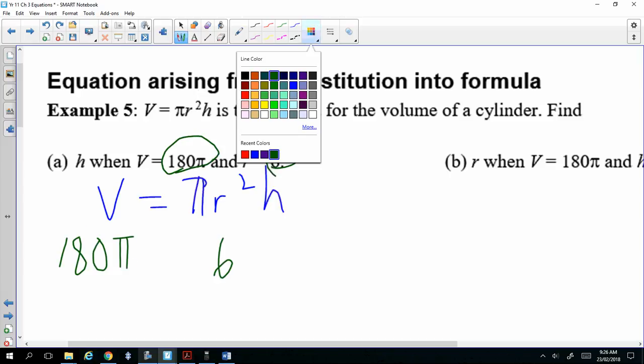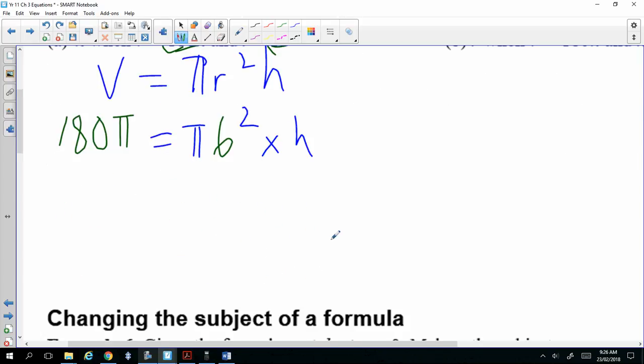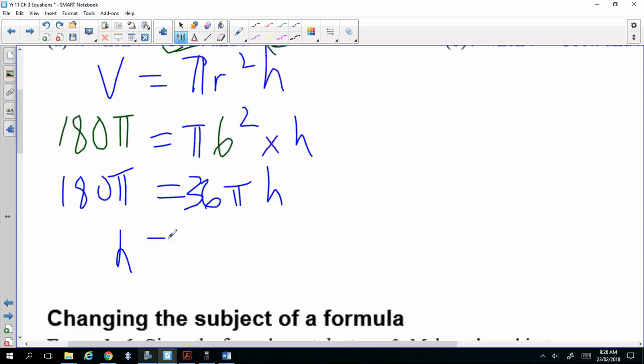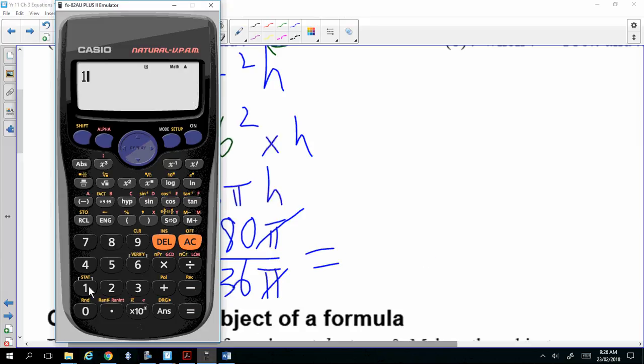Now how do I do that? Now first simplify, you get 36 pi first. And then to find h, you do 180 pi over 36 pi. Obviously the pi gets cancelled. 180 over 36, I think it's 5. But let's double check that. 180 divided by 36, you should get 5. Yep, so you get 5. So the height of the cylinder is 5. Try the next one.